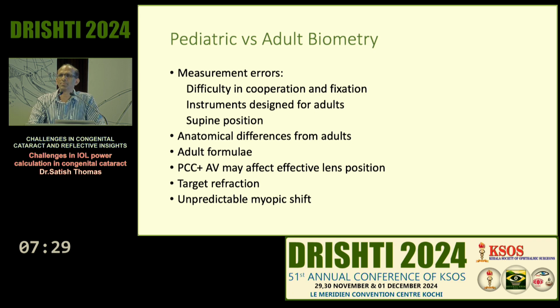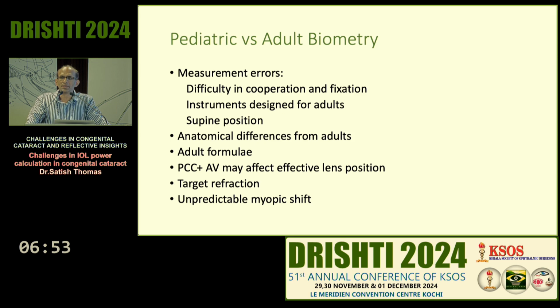One is the measurement errors. We know that children may not fixate very easily. They may not be very cooperative. The instruments that we use for measurement of both the axial length and the keratometry are all instruments which are designed for adults per se. And also they are designed usually for a sitting up position, and in these congenital cataracts we will be often measuring them in a supine position. So that can also cause measurement errors.